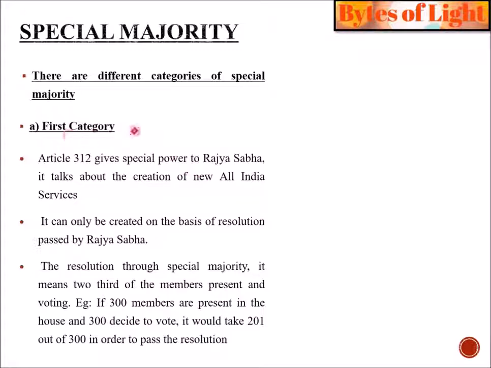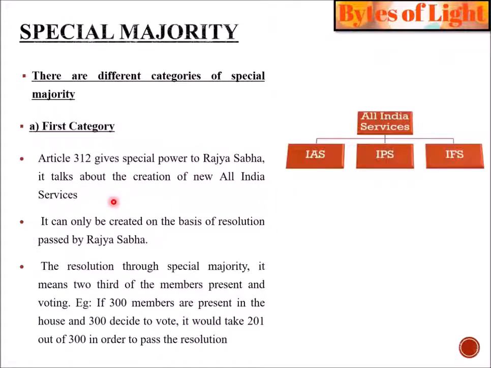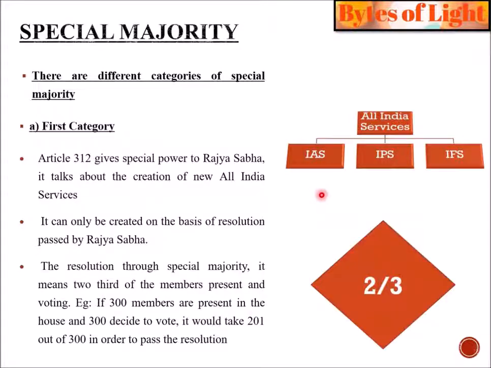The first category mainly comes into play at the creation of new All India services, that is IAS, IPS, IFS. If we want to create one more All India service, then we need to pass a resolution by Rajya Sabha through special majority, and it is of 2/3, that is more than 66% in nature. So that was about the first category.